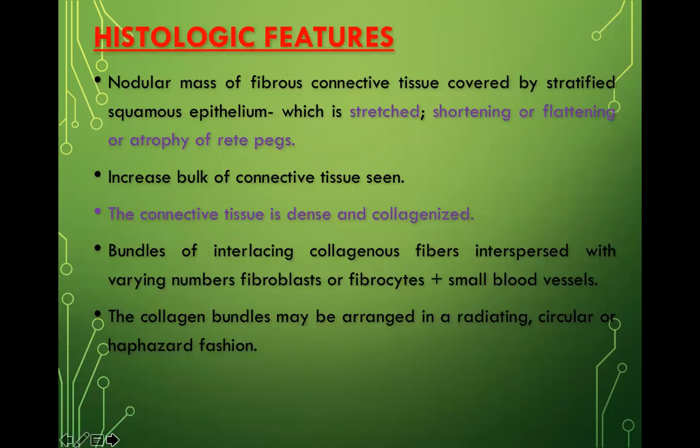Histopathologic features. We can see a nodular mass of fibrous connective tissue which is covered by stratified squamous epithelium, and this epithelium is stretched. There is shortening or flattening or atrophy of the rete ridges. There is increased bulk of connective tissue seen. The connective tissue is dense and collagenized. Bundles of interlacing collagen fibers are interspersed with a varying number of fibroblasts or fibrocytes, and small blood vessels can be seen. Collagen bundles may be arranged in a radiating, circular, or haphazard fashion.